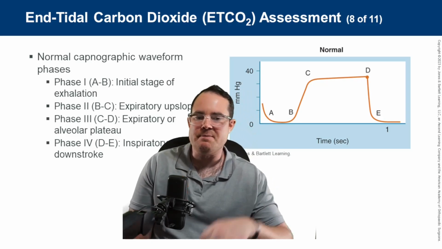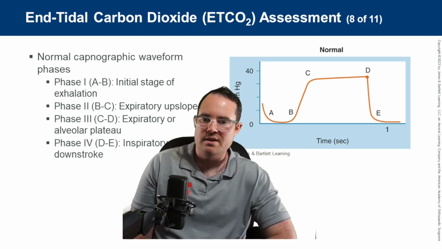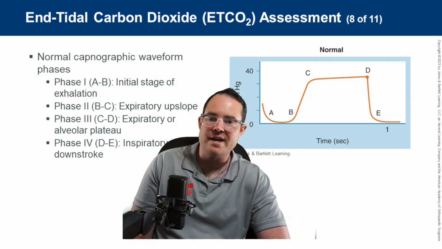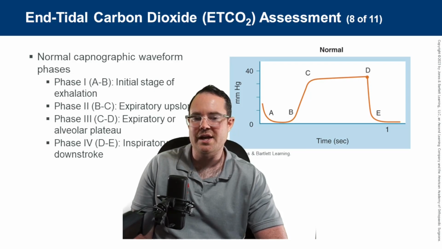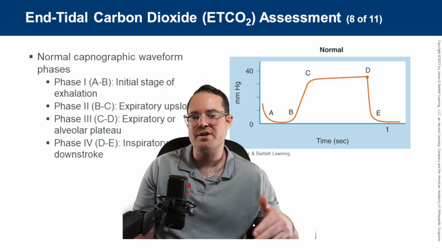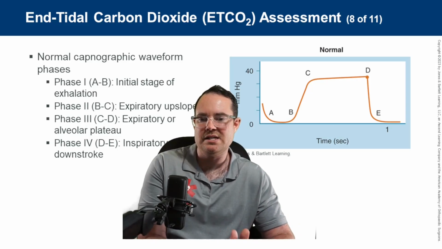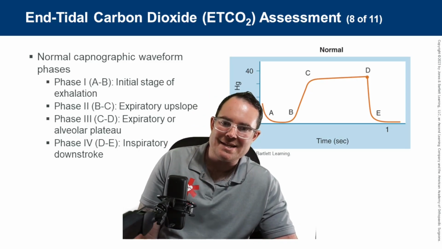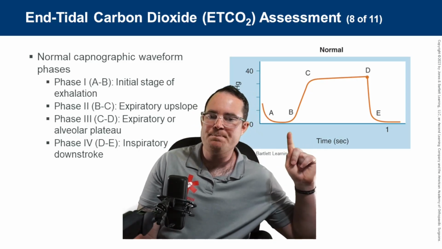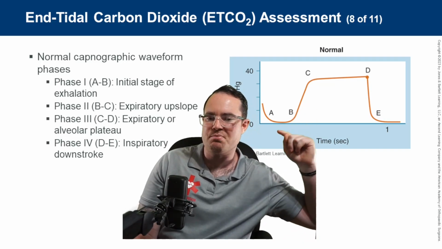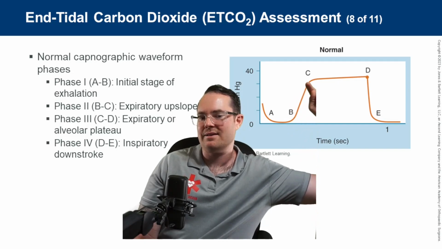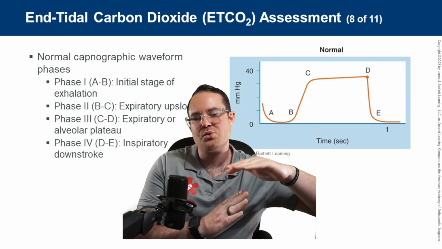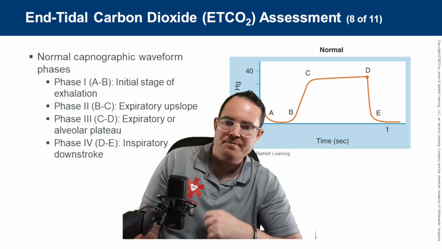Phase one, A to B. This is known as an initial phase of exhalation. So exhalation is occurring. The inhalation has stopped. Your patient is starting to exhale. That is A to B. From B to C is the expiratory slope. Remember, this is my patient breathing out. So they started to exhale and they're exhaling. That carbon dioxide level's increasing, increasing, increasing.